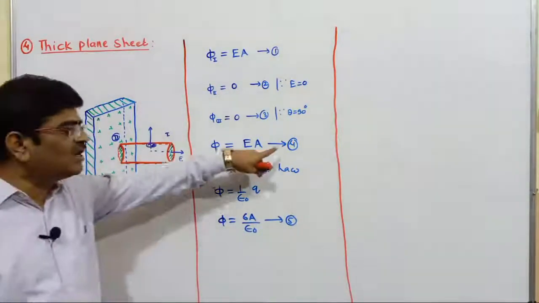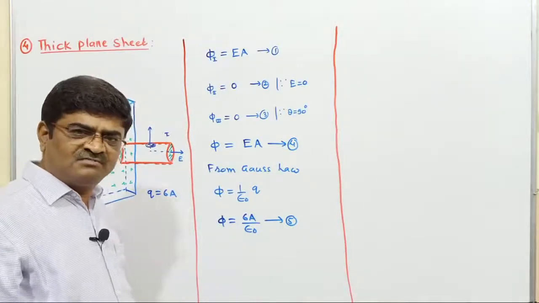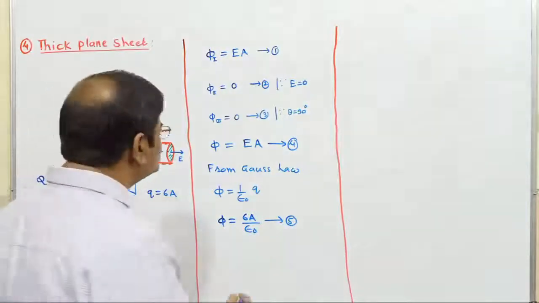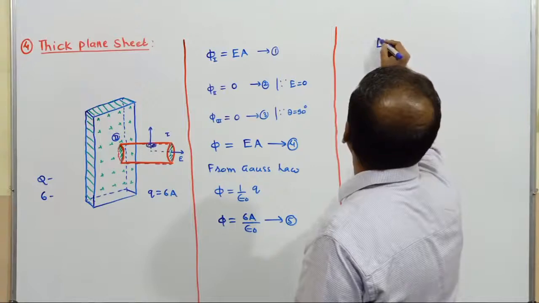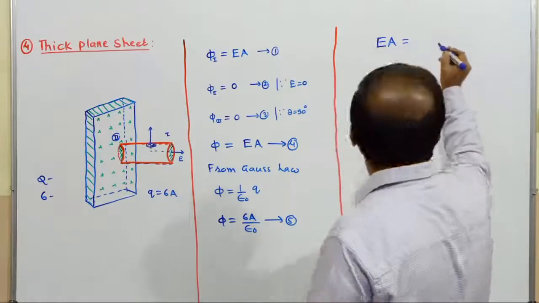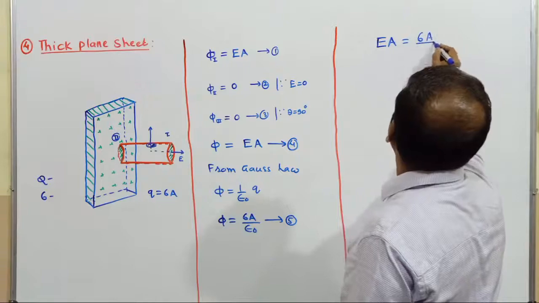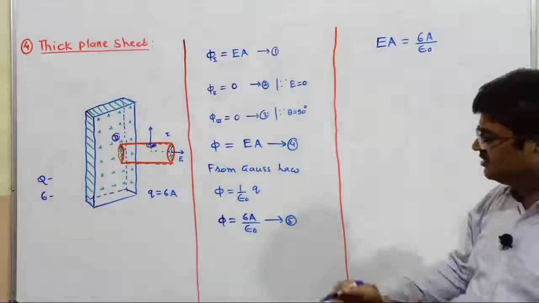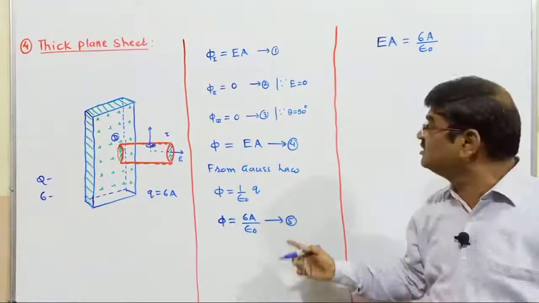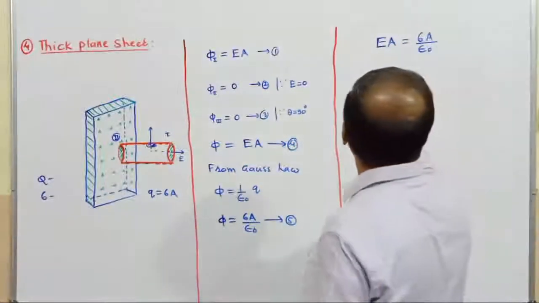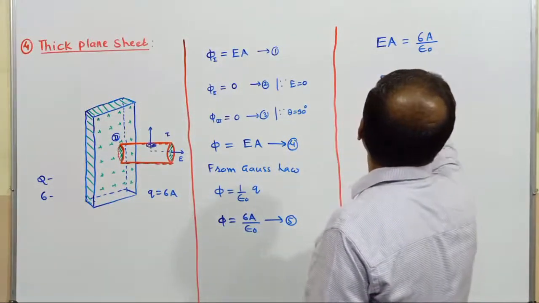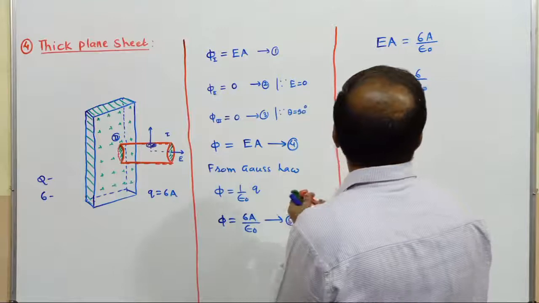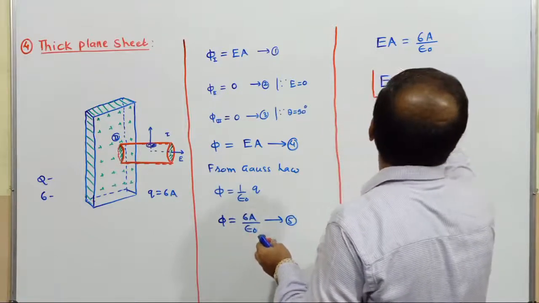So 4 and 5 I have got. They represent the same flux through the Gaussian, so I can equate them. If I do so, what I get is EA equals sigma A divided by epsilon naught. Look here children, these two equations I am equating. A is going to cancel, and what I get is the electric intensity due to a plain thick sheet at any point close to the sheet is given by this relation.